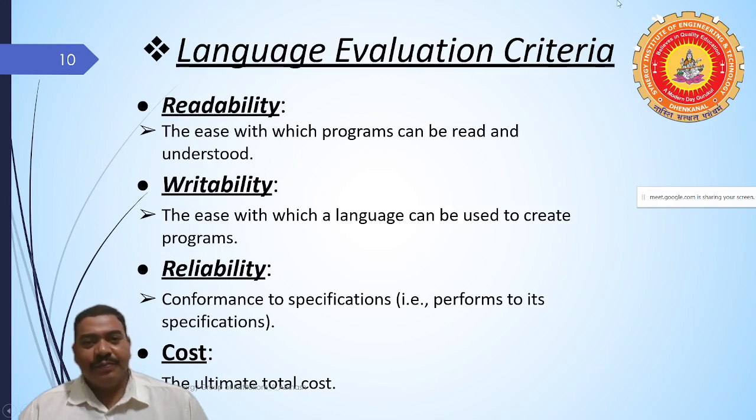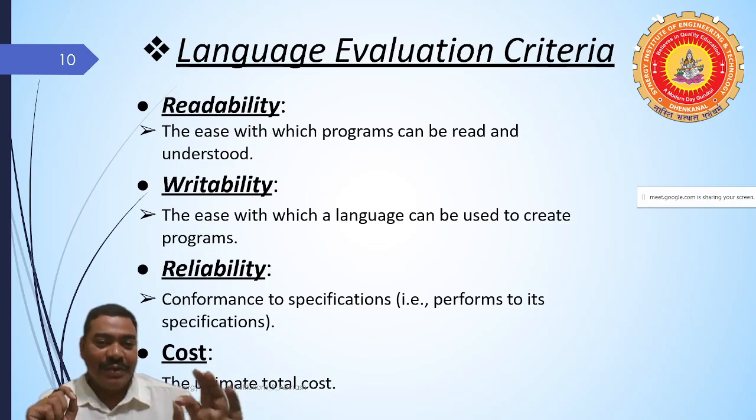So next is the language evaluation criteria. How will you evaluate programming languages? The first criteria is readability, the ease with which programs can be read and understood. Machine languages fail this criteria purely because they are not readable at all. How easily you can read and understand it. So machine language completely failed.